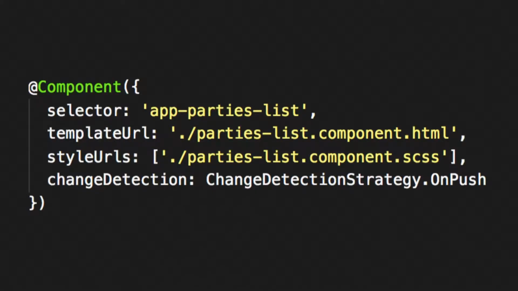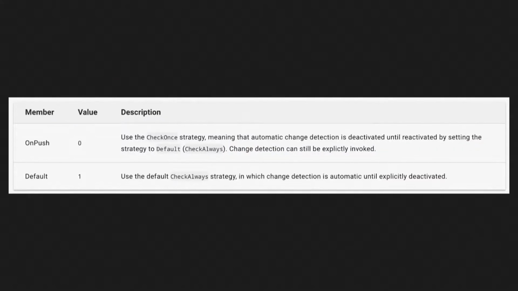So all we're going to do is update our parties list component to use OnPush change detection. And if you look over the Angular documentation, we will get this definition. OnPush is the CheckOnce strategy, meaning that automatic change detection is deactivated until reactivated by setting the strategy to Default. Change detection can still be explicitly invoked. And the default state is to always run no matter what. So what does this mean for us, though? Well, OnPush change detection will be triggered when the framework, with a reference check, determines that any of the inputs of a component have changed.